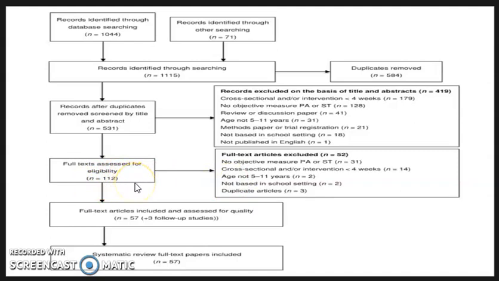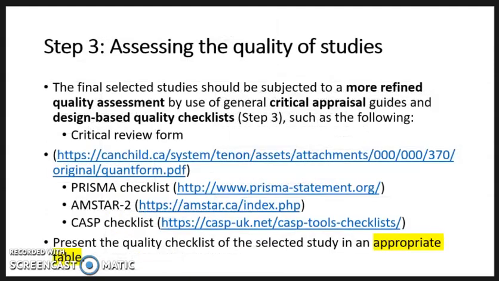So later, maybe you see further and you can exclude further. So here you see the full articles included in the assessment for quality, only 57, from 1000 plus. So this 57 you need to assess for the quality.